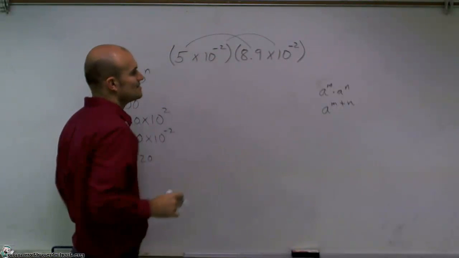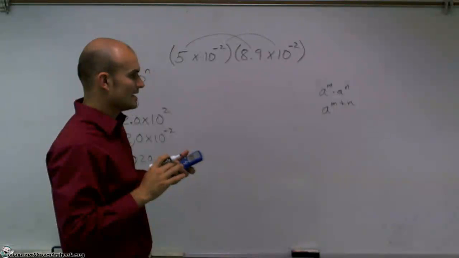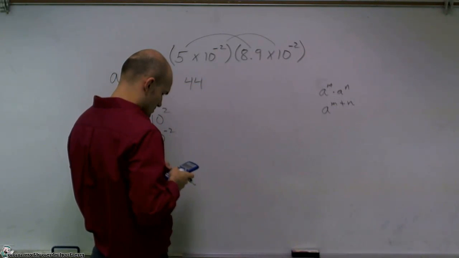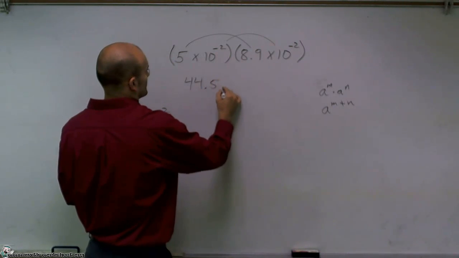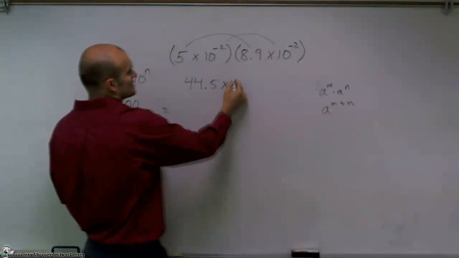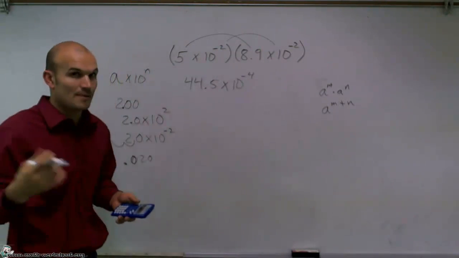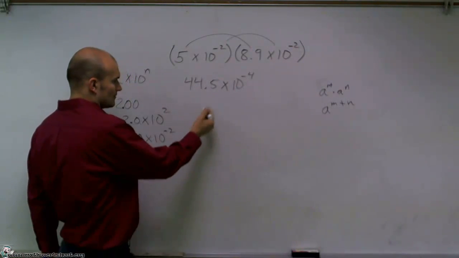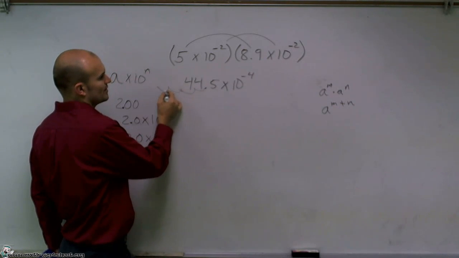So I'm going to do 5 times 8.9, and when I do 5 times 8.9, I get 44.5. Times, and then I'll add the exponents, which will be 10 to the negative 4, as negative 2 plus negative 2 is going to give me negative 4. That means I'm going to move this over 4 spots: 1, 2, 3, 4.